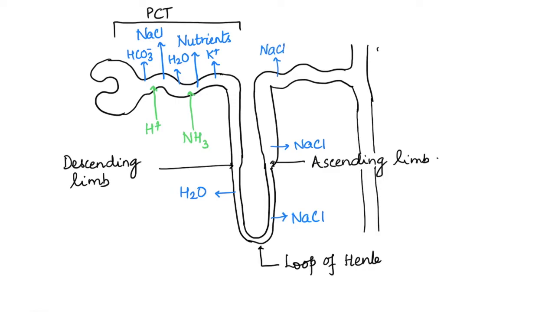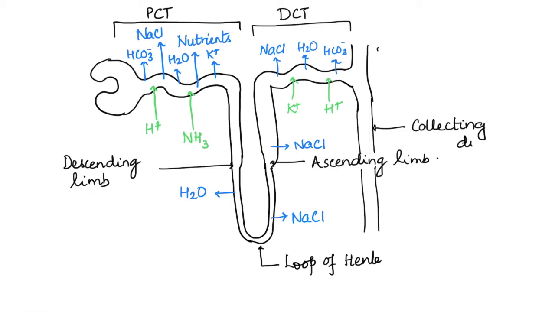In the DCT, there is a conditional selective reabsorption that happens of sodium chloride and water, and to a certain extent also some amount of bicarbonate ions. In the DCT, there is also some amount of secretion that happens. This is of hydrogen and potassium ions, and also some amount of ammonia, which is secreted into the filtrate by the cells of the DCT.